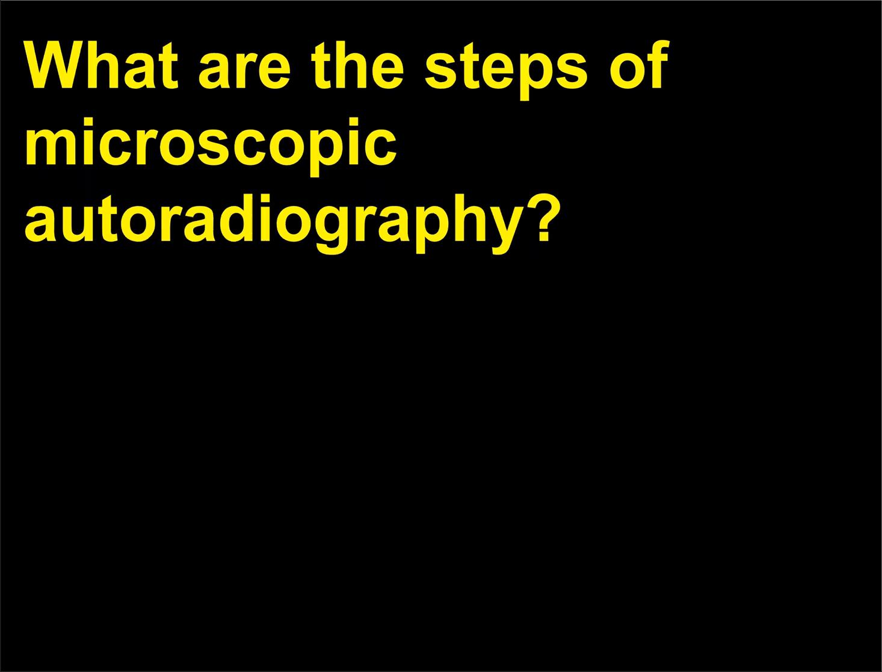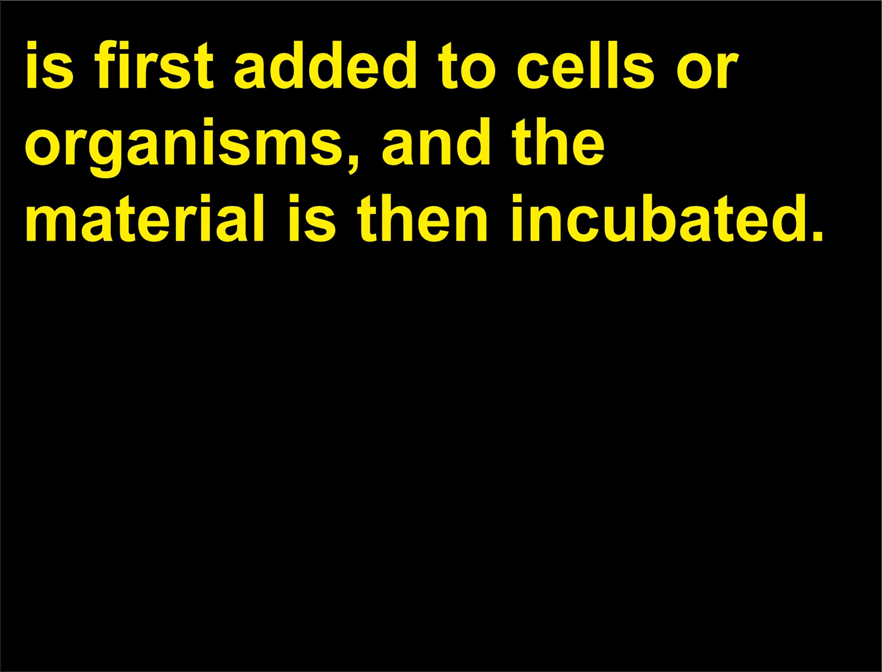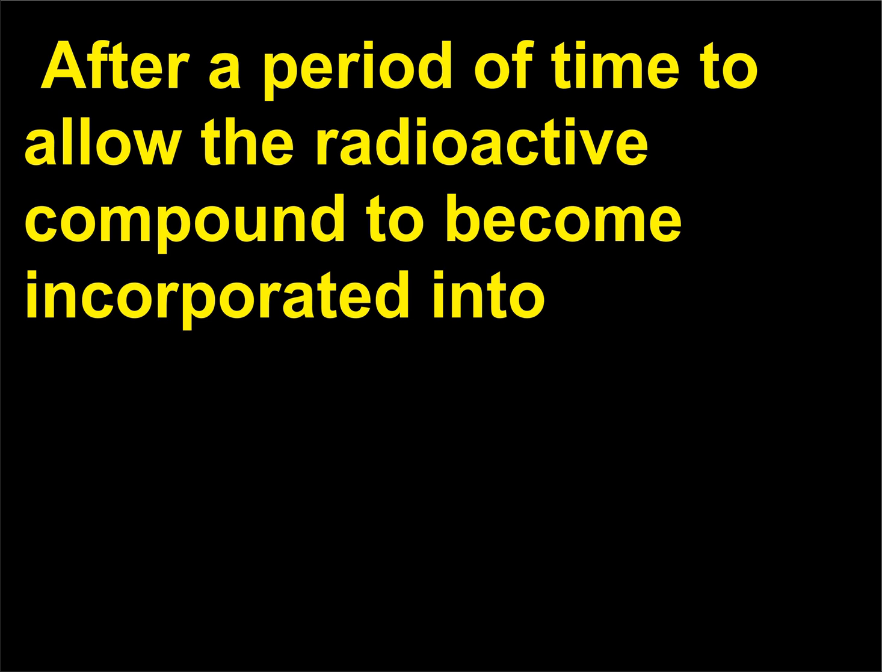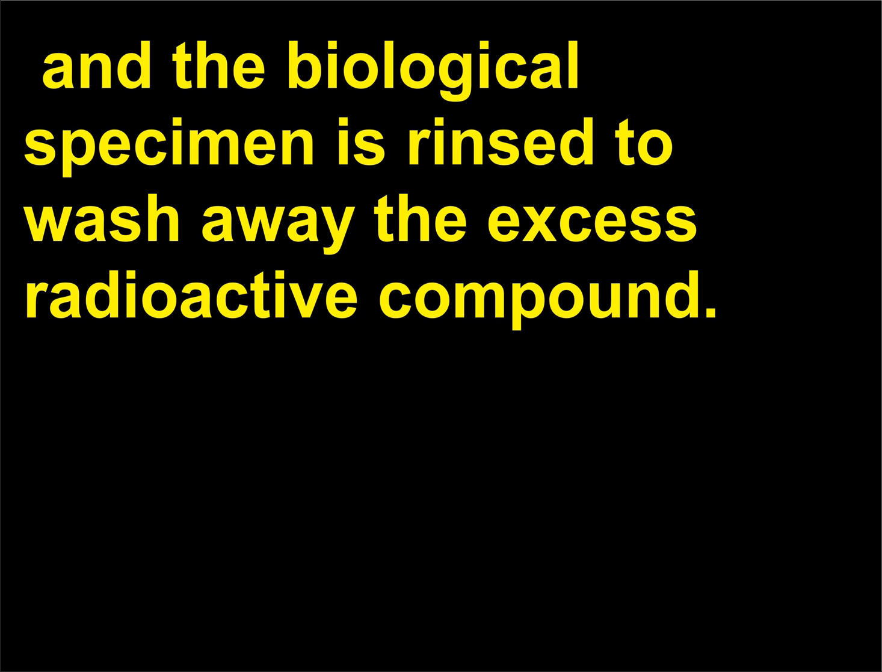What are the steps of microscopic autoradiography? In microscopic autoradiography, the desired radioactively labeled compound is first added to cells or organisms, and the material is then incubated. After a period of time to allow the radioactive compound to become incorporated into newly forming intracellular molecules and structures, the incubation is stopped, and the biological specimen is rinsed to wash away the excess radioactive compound.